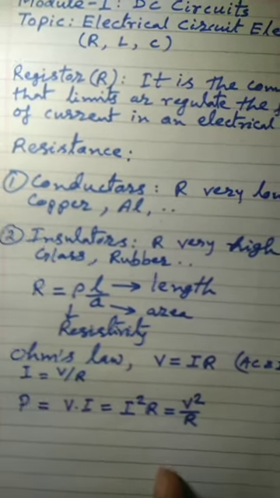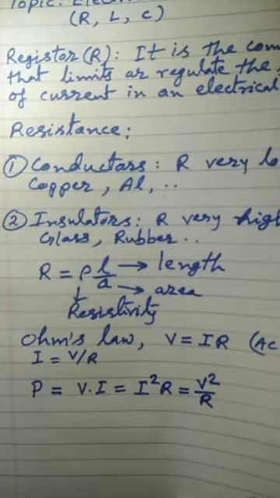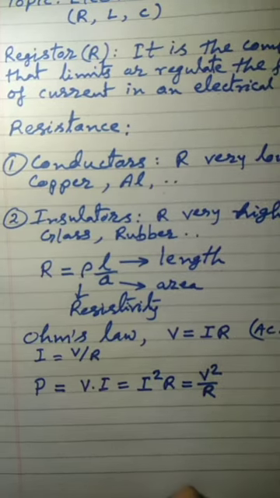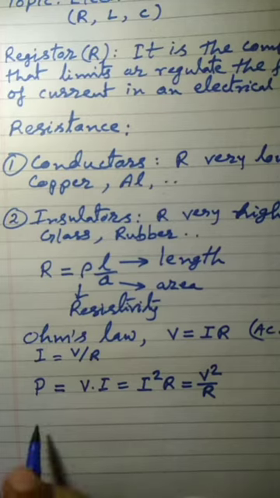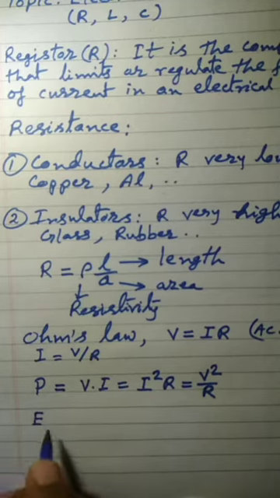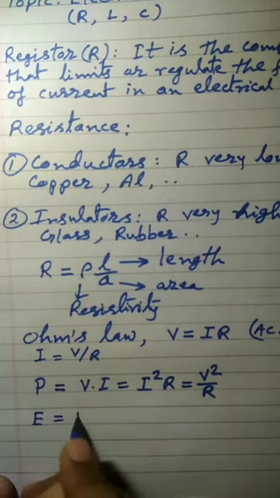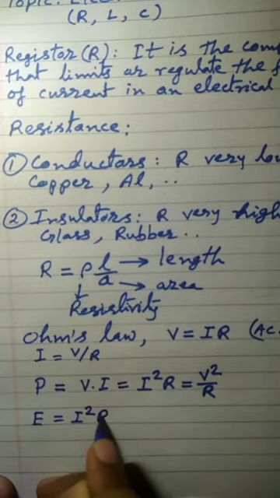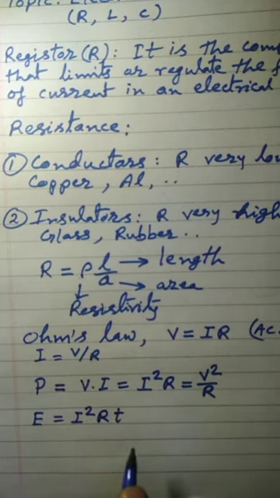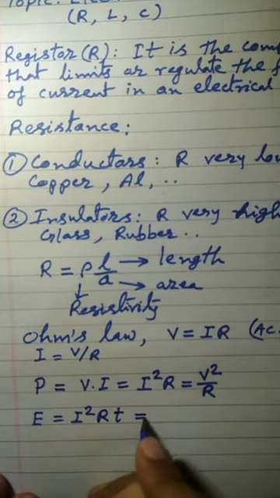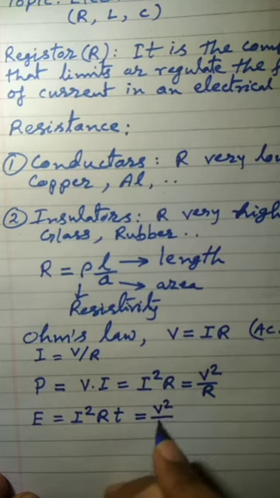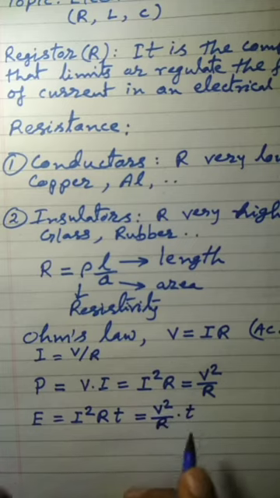And the energy, that means when the electrical current is flowing through the resistor, the electrical energy is converted to heat energy, and this energy can be represented by the formula I square R into T, where T is the time in seconds, and this can also be written as V square by R into T. So you can use any formula.